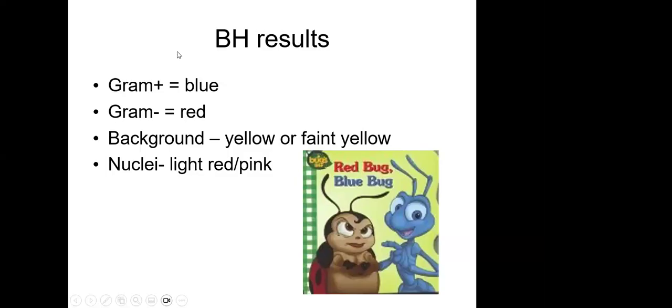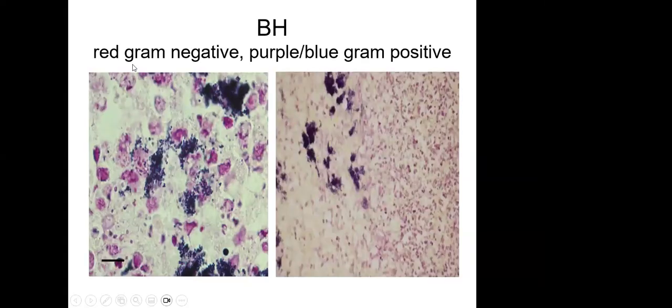So your gram positives are going to be blue. Your gram negatives are going to be red. Your background is going to be faint to no yellow. And your nuclei are going to be light red to pink. And this is what it looks like. Here we have colonies of the gram positives, and here we have colonies of the gram negatives. We also have some areas where they're sort of co-hosting together and mingling with each other.